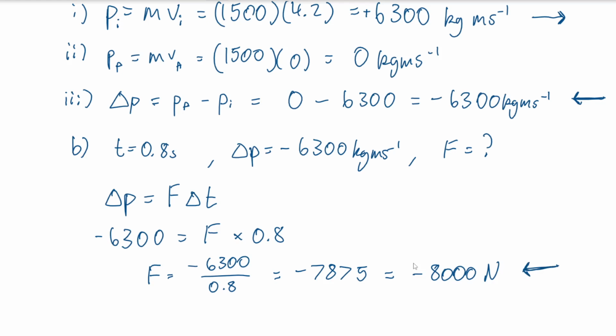The car is moving to the right. It collides with the wall. So the wall is actually providing a force to the left in order to stop it. So it's always good to just double check, does it make sense with the direction I've obtained?